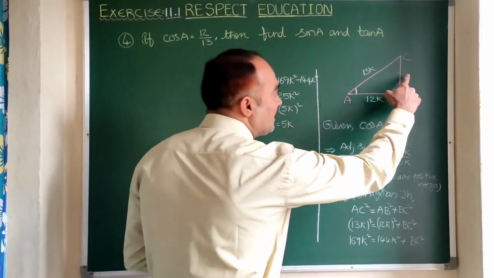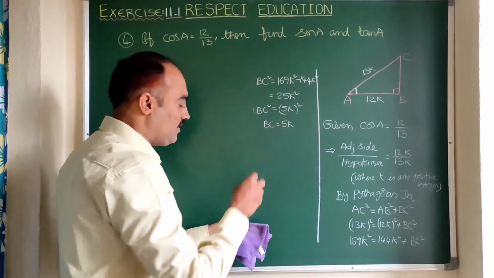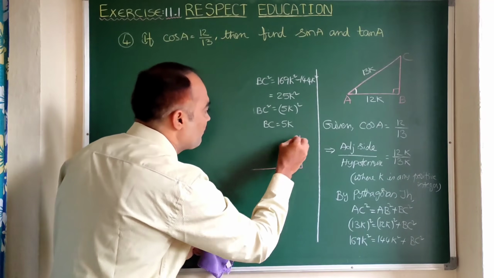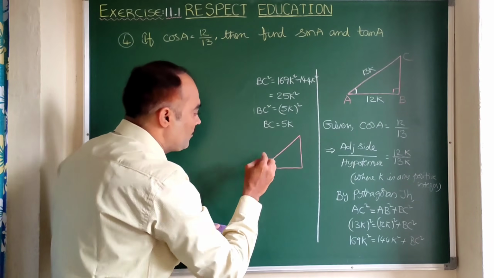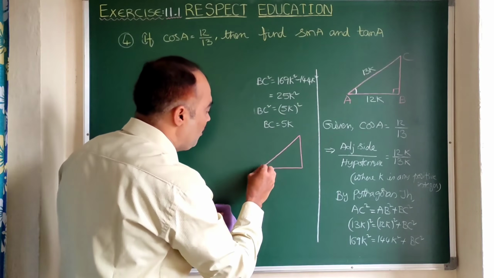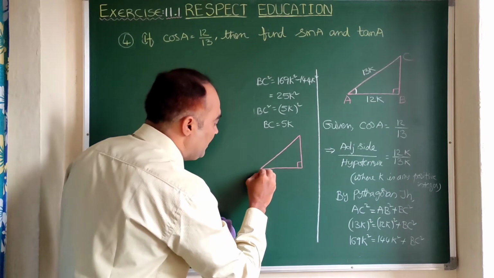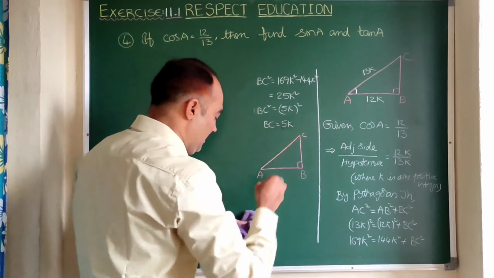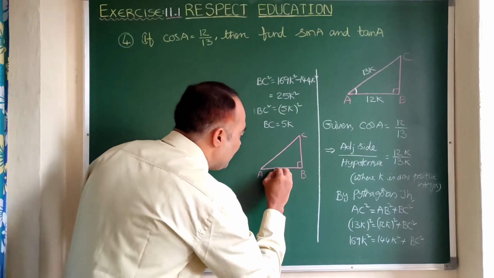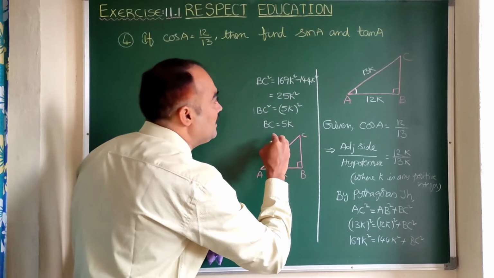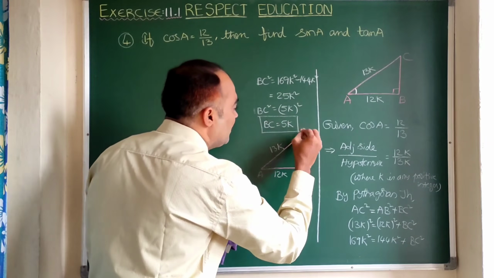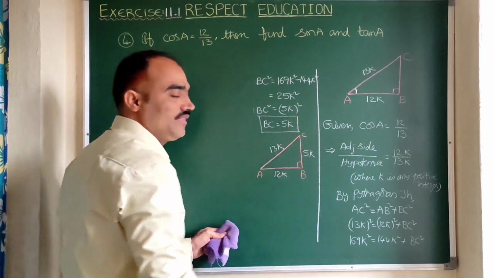So let us write here by drawing it once again. Now here all the three values are known. Here is A, here B, C. Here AB is 12k. Here AC is 13k. Just now we got BC as 5k. Let us write here. Clear?